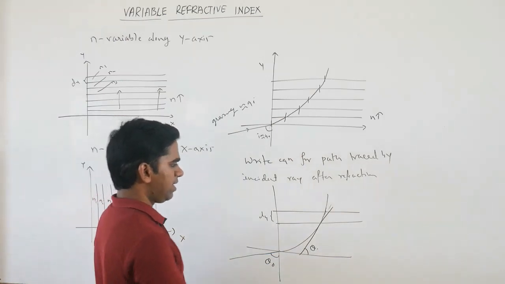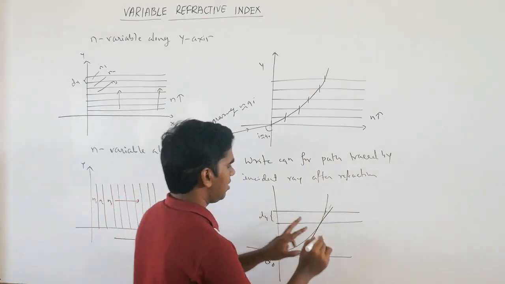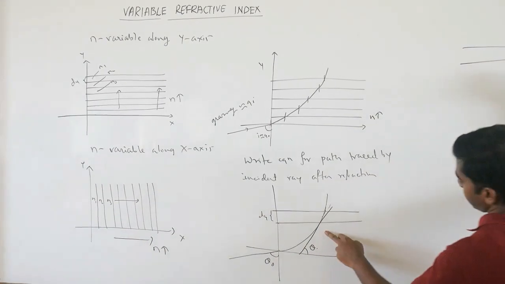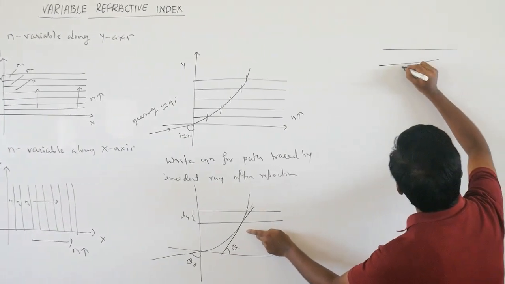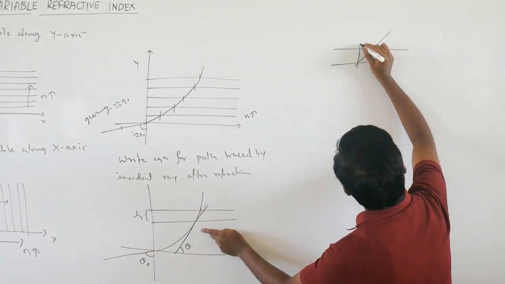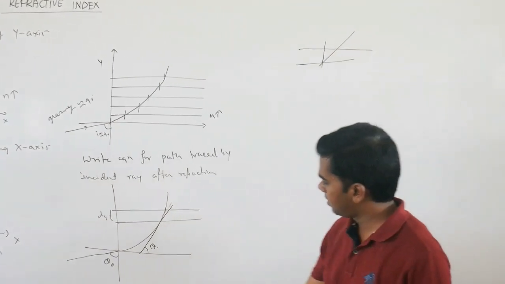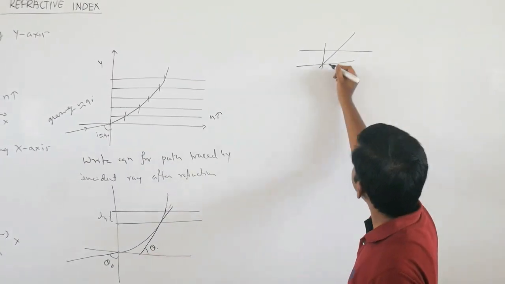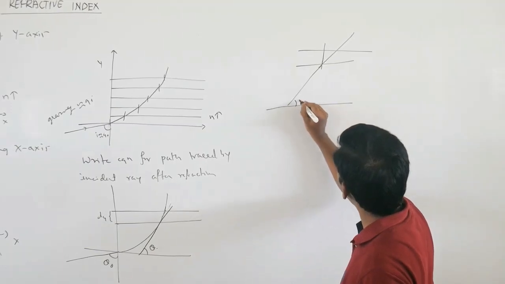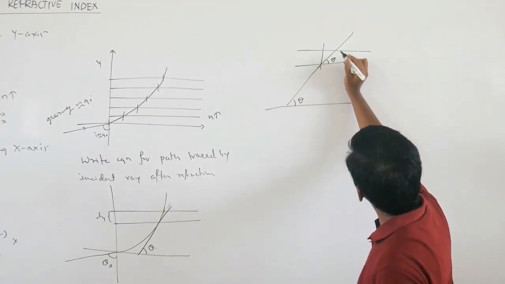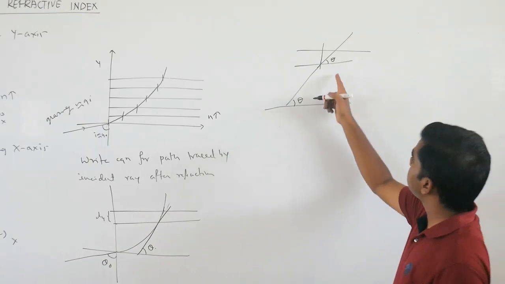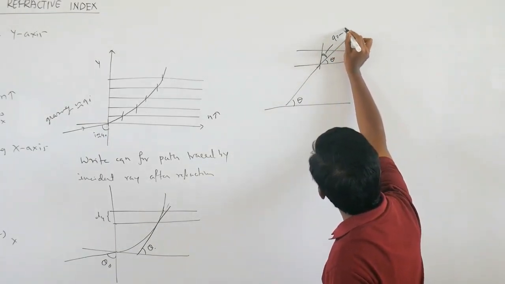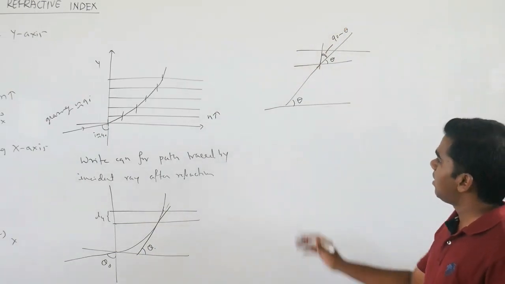Now I will zoom in on this part. It looks like this. If I draw the tangent here, this is the tangent and this is the normal. See here, if this angle is theta, this is also going to be theta. If this is also theta, then this angle is going to be 90 minus theta.